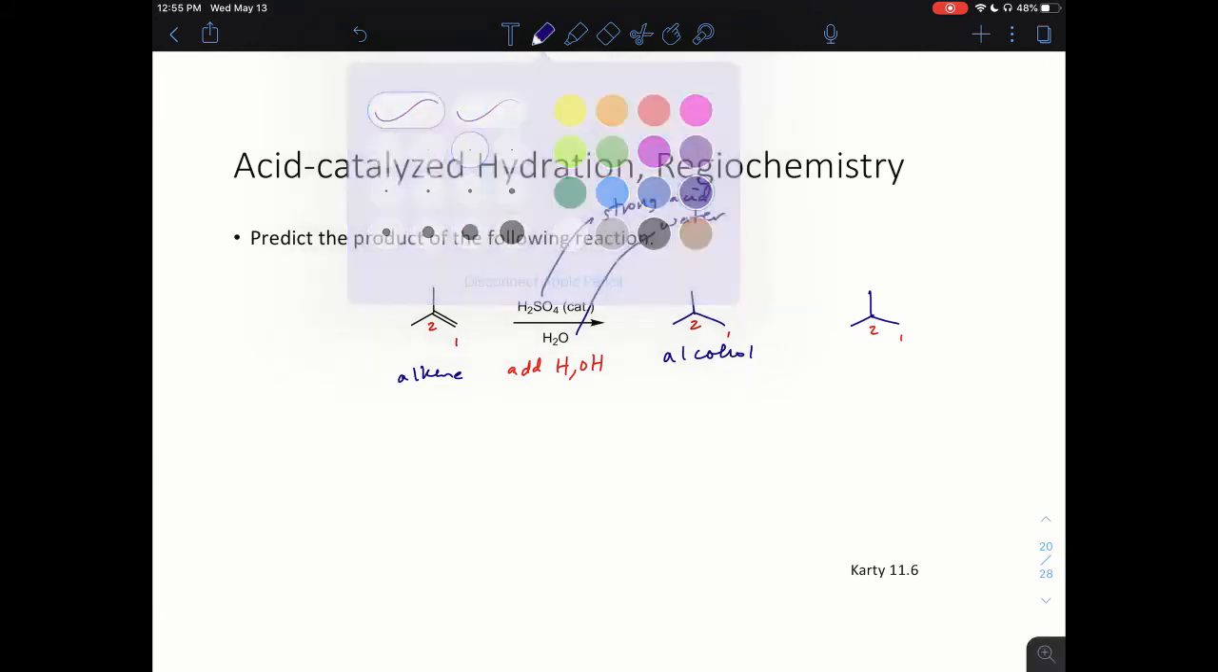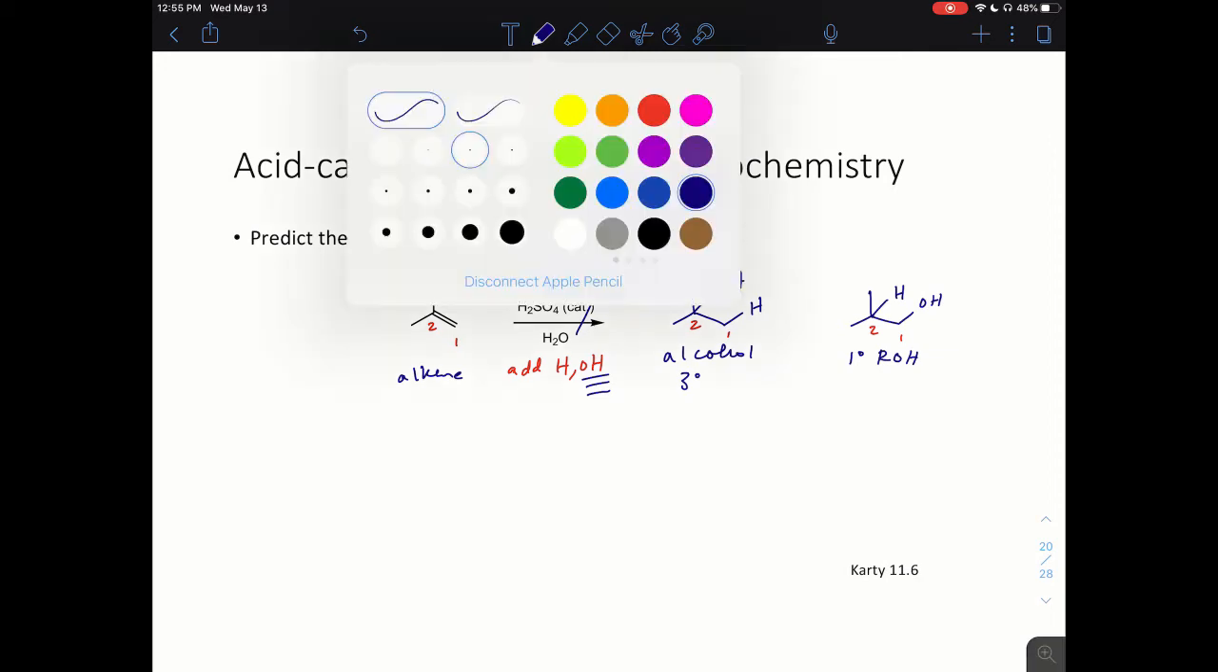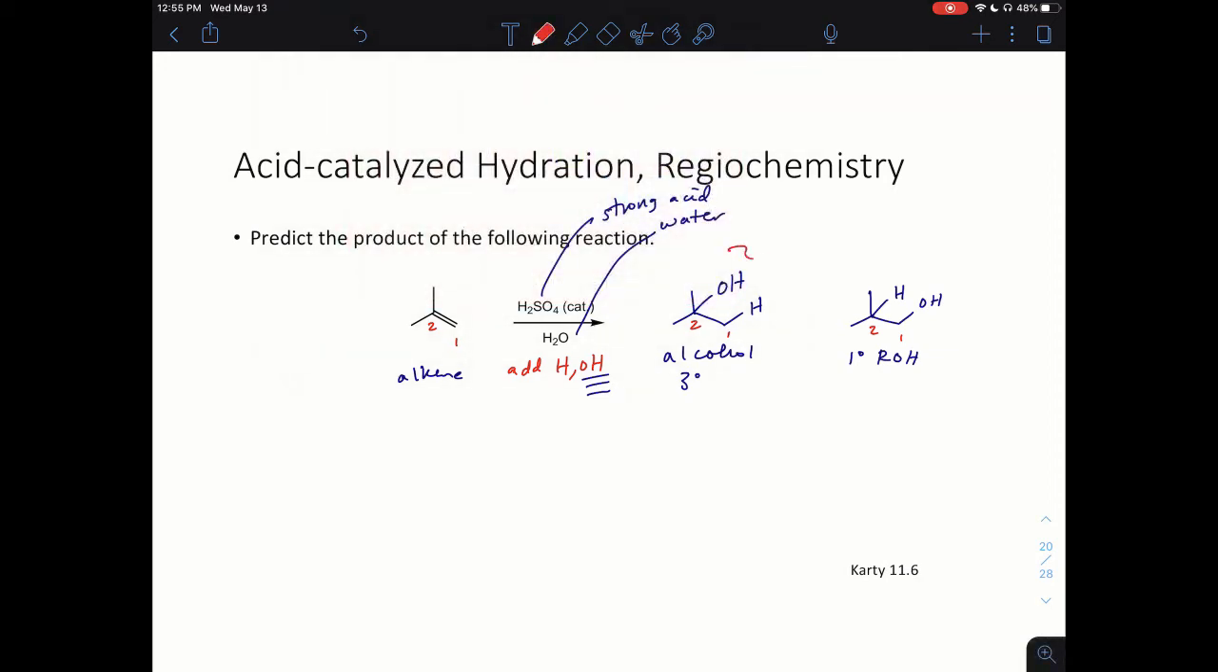This is not a trick. This should not be a surprise. Yes, the more electronegative atom, oxygen, it adds to the more substituted carbon. So this tertiary alcohol will be observed. Now, I just applied Markovnikov's rule when I stated that. But this is because the tertiary alcohol will go by the most stable carbocation. That is how it's formed.